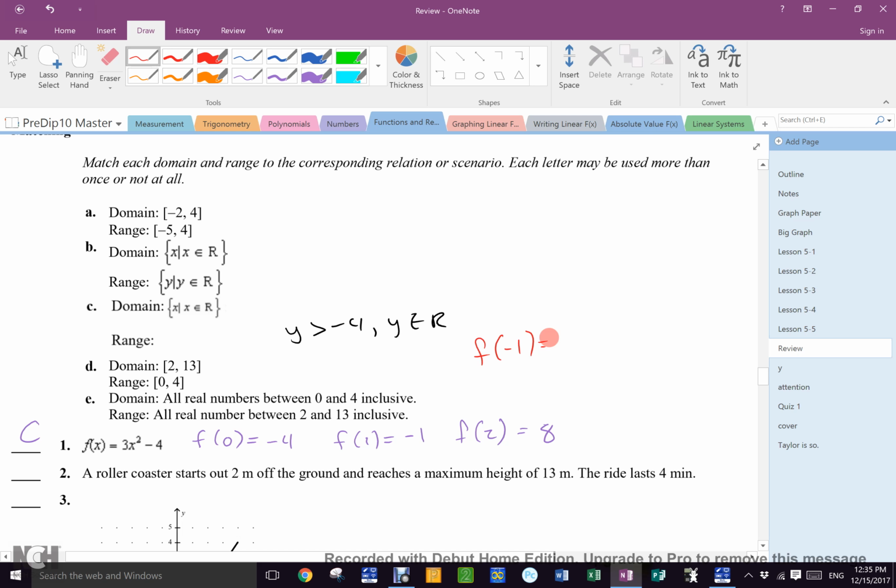Yeah, you can square a negative. -1 squared is 1. Times 3 minus 4 is -1. What is the f of -2? It's positive 8. Because when you square a negative, what happens? It becomes a positive. So this graph can never go below -4. And I made a typo there. It should have been -4. Y is greater than -4.